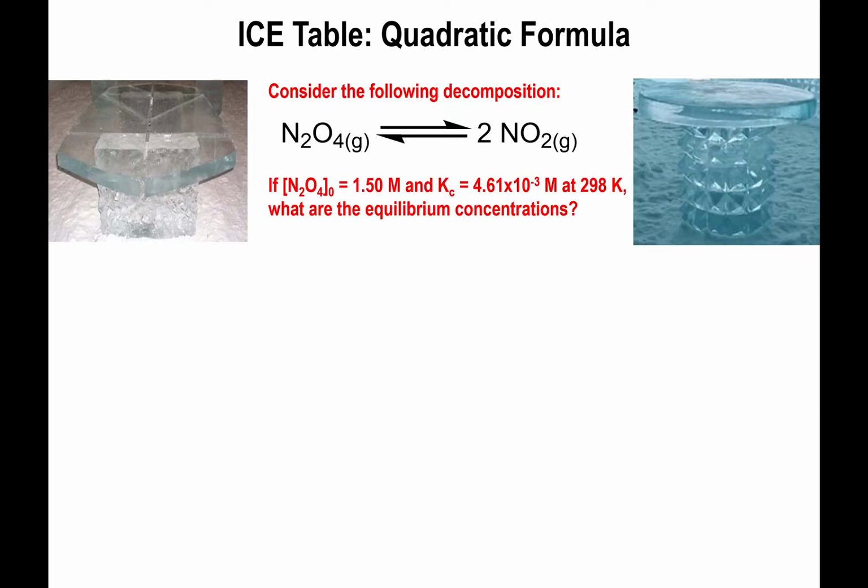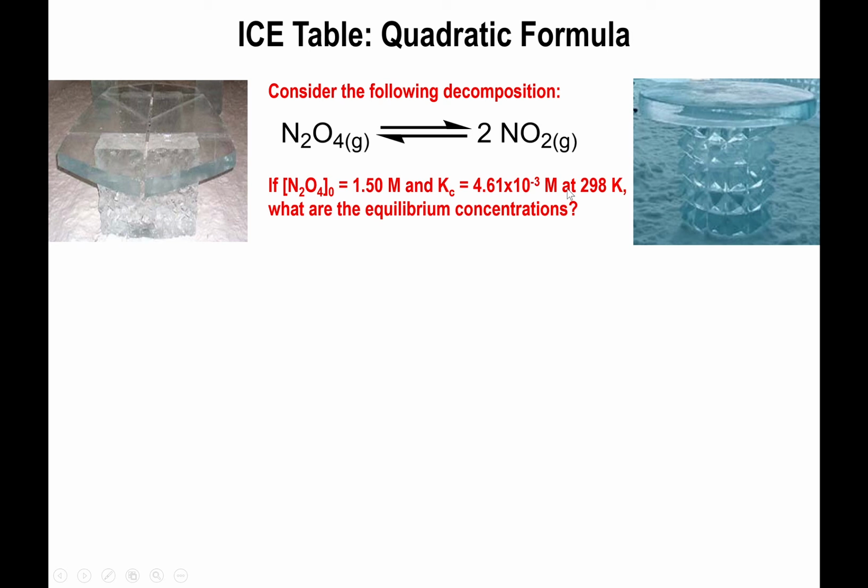All right. The way we're going to use the quadratic formula ultimately has to do with the fact that we're going to end up with some polynomial expressions that will be raised to the power of 2. So check this out. We have a simple equation here, N2O4 turning into two NO2s. And we're being told that the initial concentration of N2O4 is 1.50 molar, and that the equilibrium constant of the reaction is 4.61 times 10 to the negative 3 at some temperature. The key question being, what are the equilibrium concentrations of the reactants and products?